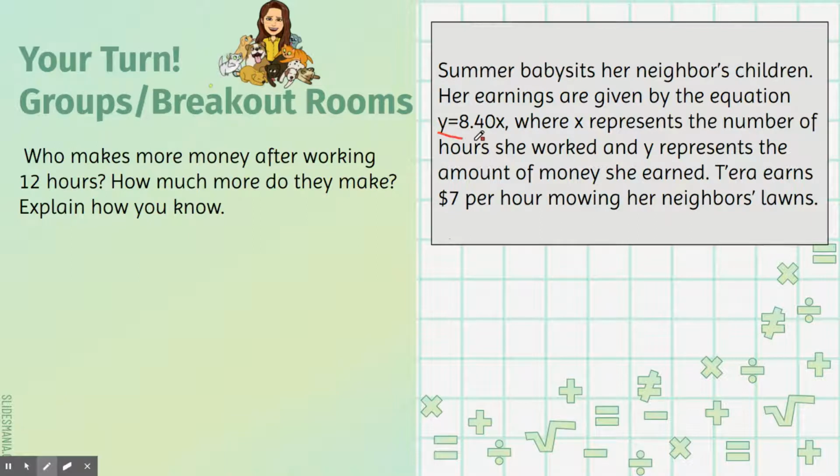Well, we already have Summer's equation. It's y equals 8.4x, so we know she makes $8.40 an hour. Then we have Tiara, who makes $7 an hour, so her equation is going to be y equals 7x. Who's going to make more money? Just looking at them, you should be able to tell. Who is it? Good, it's Summer, because Summer makes 8.4 versus 7.